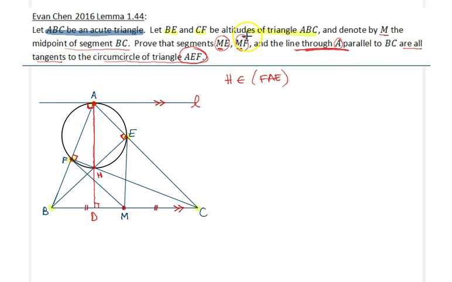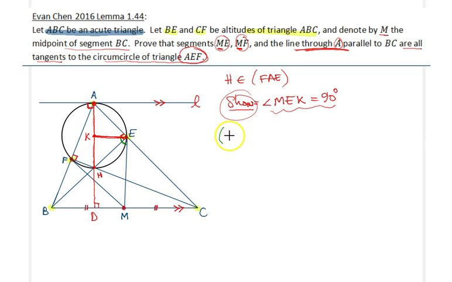We still need to show that ME and MF are actually tangent to our circle as well. Let's start with ME first. To show that ME is tangent to our circle, let's call the center of that circle K. We would like to show that angle MEK is equal to 90 degrees. So let's draw this angle here. We would like to show this angle MEK is 90 degrees, this angle over here.